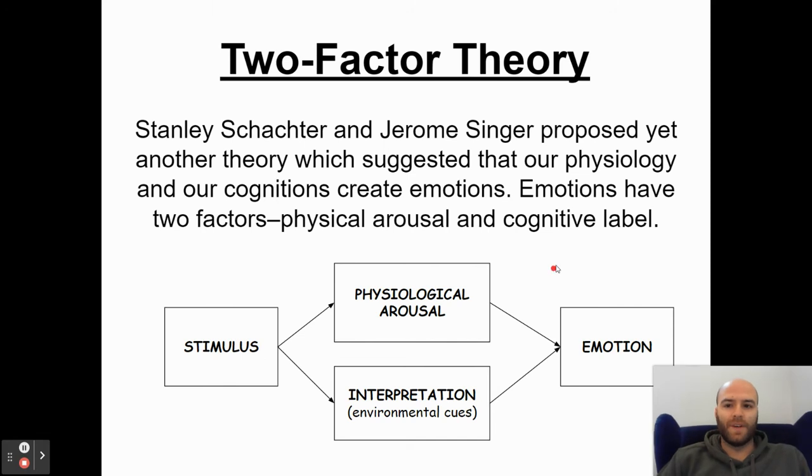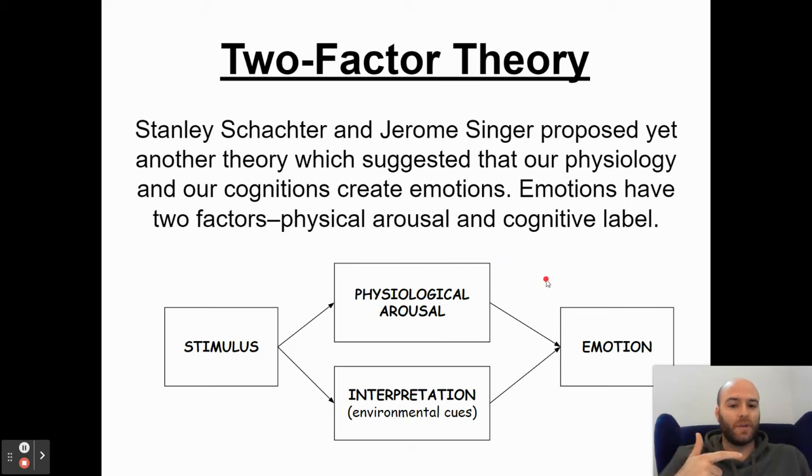So next up, we have the two-factor theory. And this was another one, just third level here, put forth by Stanley Schachter and Jerome Singer. They proposed yet another theory which suggested that our physiology and our cognition create emotion. Okay, so emotions have two factors: physical arousal and a cognitive label in order to feel the emotion.